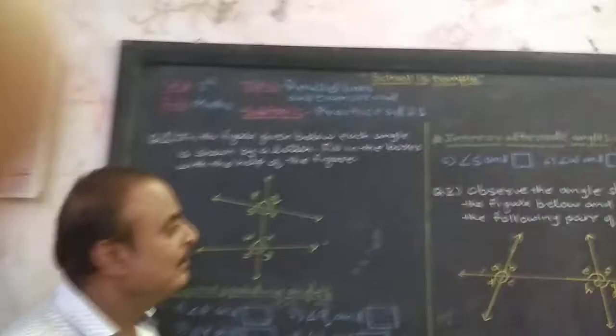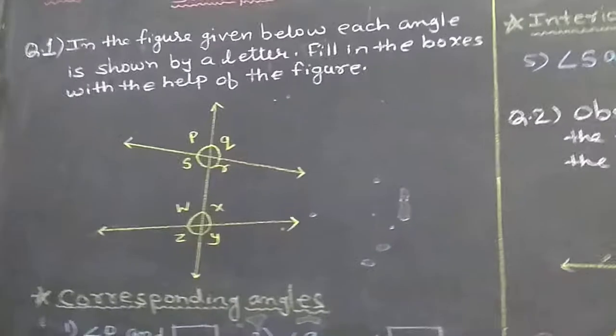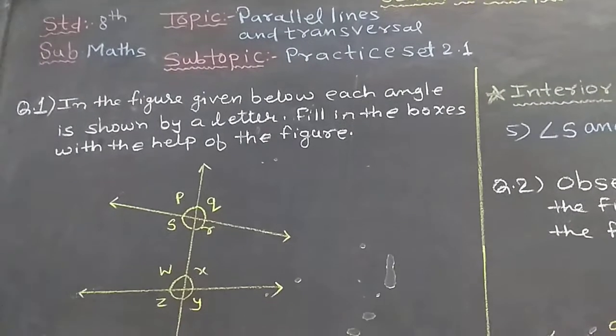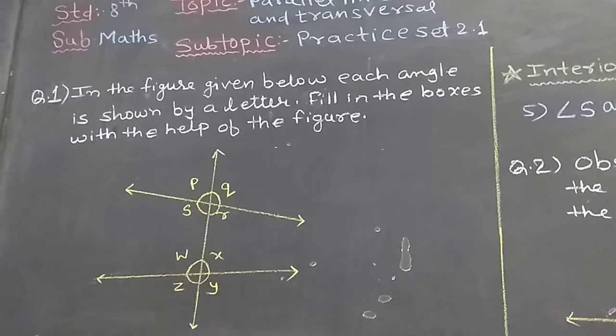Okay. See, you have practiced exercise 2.1, question number 1. In the figure given below, each angle is shown by a letter. Fill in the boxes with the help of the figure.